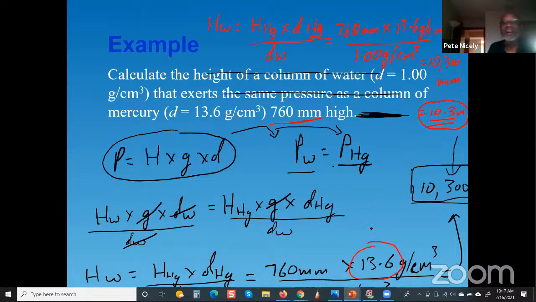Mercury has a density of 13.6 grams per cm cube, while water has a density of 1.00 grams per cm cube, all right? So this example explains why mercury is a liquid of choice, even though it's a very expensive liquid, and it's also very toxic. But basically, those two cons or downsides pale in comparison to the convenience of using a shorter column. And that's the reason why mercury is a liquid of choice for this type of instrumentation.